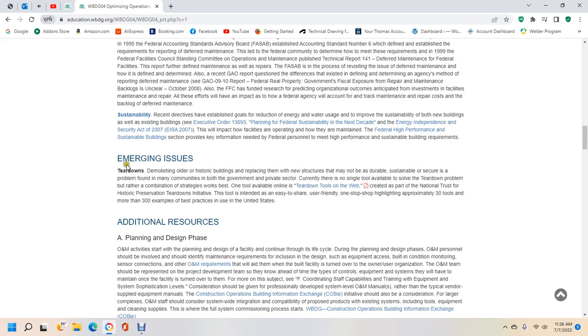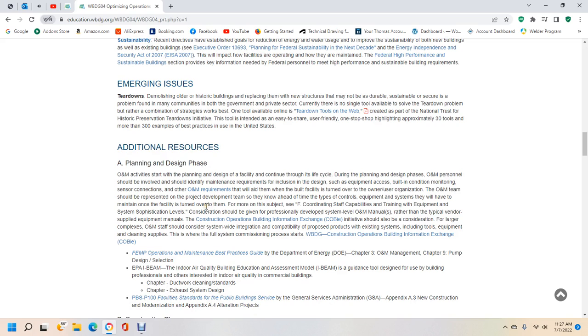Emerging issues: teardowns, demolishing older and historic buildings and replacing them with new structures that might be durable, sustainable, and secure. A problem found may need attention from communities, both in government and the private sector. Currently, there is no single tool available to solve the teardown problem, but rather a combination of strategies works best. One of the tools available, the Teardown Tools on the web, was created as part of the National Trust for Historic Preservation Teardown Initiative. The tools are intended to be easy to share, user-friendly, and one-stop, highlighting approximately 30 tools and more than 300 examples of best practices in the United States.